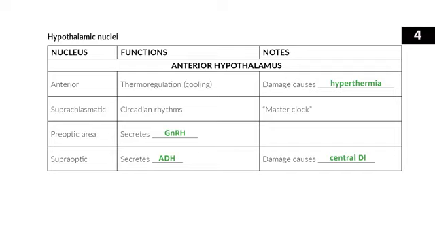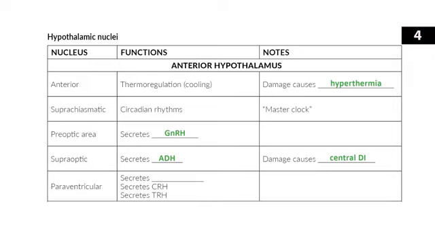We're going to talk about that in the renal section because central diabetes insipidus results in the inability to concentrate the urine. And then the paraventricular nucleus makes oxytocin. And again, oxytocin gets stored in the posterior pituitary. So both hormones of the posterior pituitary come from the anterior hypothalamus. The paraventricular nucleus also secretes corticotropin-releasing hormone and thyrotropin-releasing hormone, so it's regulating the anterior pituitary's production of ACTH and TSH.